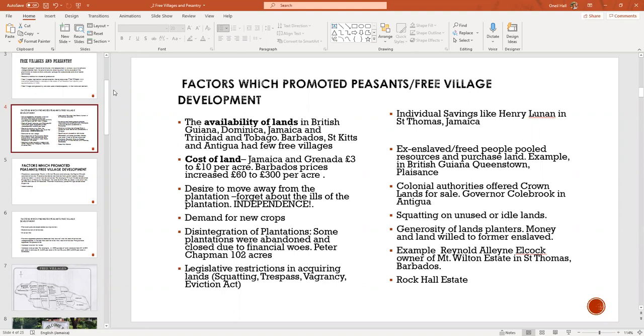Another reason that led to the development of free villages and peasantry was the disintegration of the plantation, meaning that because some planters were bankrupt, as we mentioned yesterday, some of them just leave the plantation, they abandon the plantation. If I abandon the plantation, well, we are ex-enslaved, Thorpe and I, both of us, right? We leave our plantation and we have nowhere to go. You say abandon plantation, what are you going to do? You're going to take it over. Yes, you're going to squat.